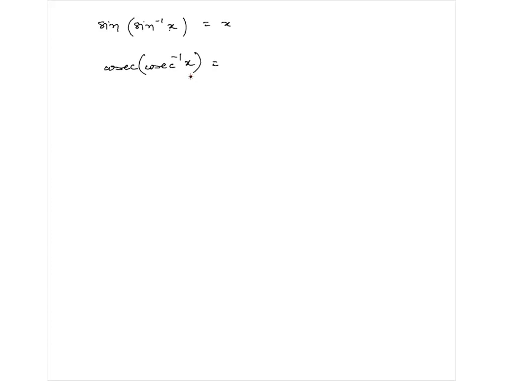-1 and 1. If x does not lie between -1 and 1. So here x must lie between -1 and 1, and here x must not lie between -1 and 1. So their domains may be different, but this is also equal to x, and this is also equal to x. So sine inverse of sine x is more of a problem than sine of sine inverse x.